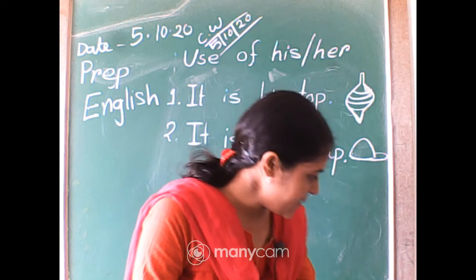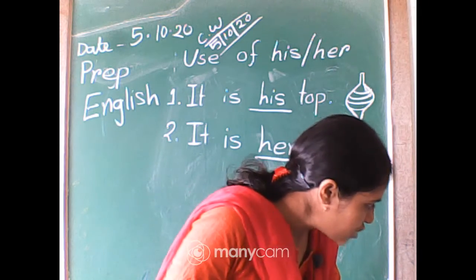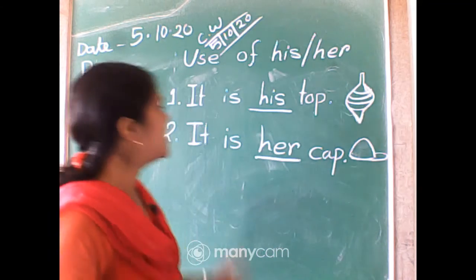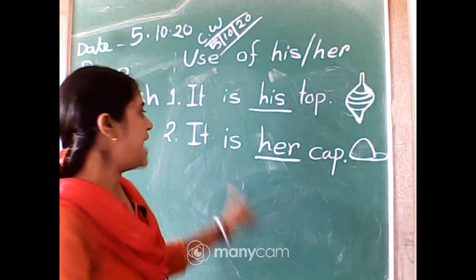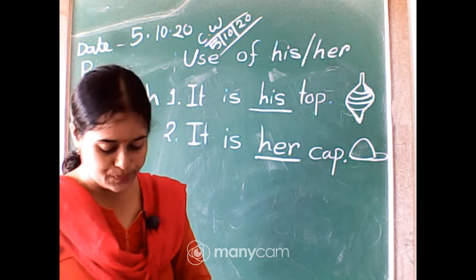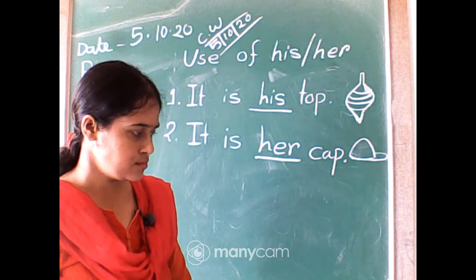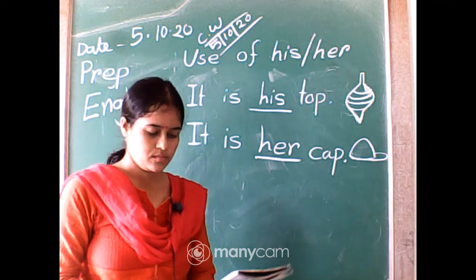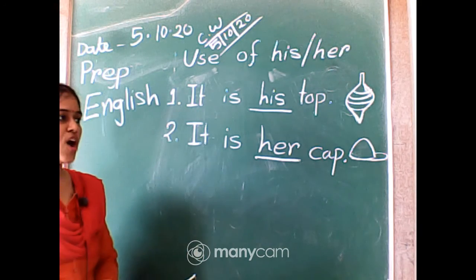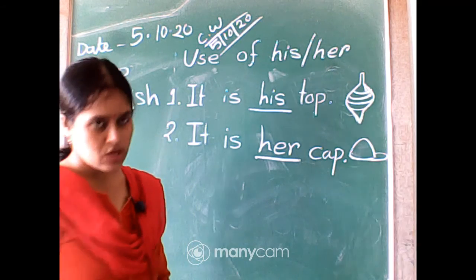Shamadrita, are you writing? Oh, Pradeep. Write down, beta. Sanchayan, Nivedita, Shrestha and Mriganku. Write it. It is his top and it is her cap. Write these two sentences in your notebook. Write down. It is his top and it is her cap. Okay.